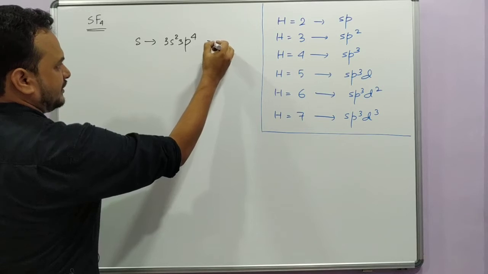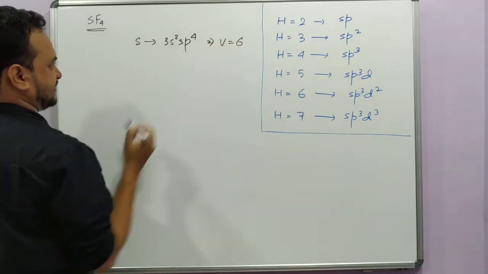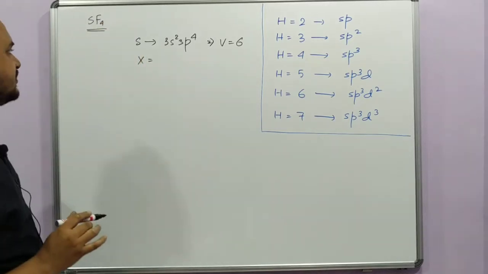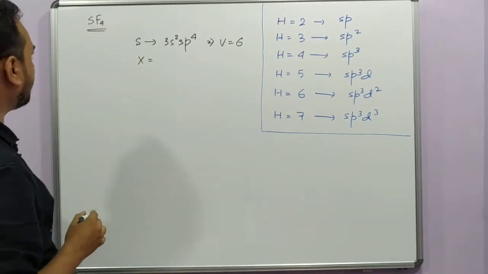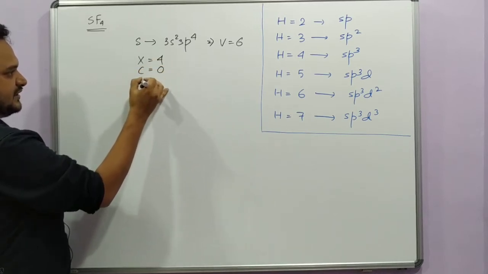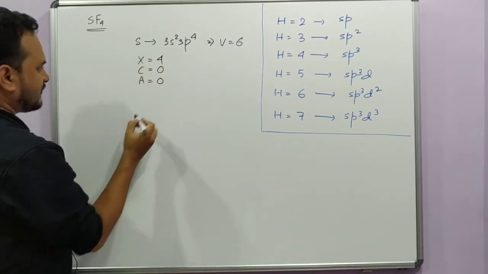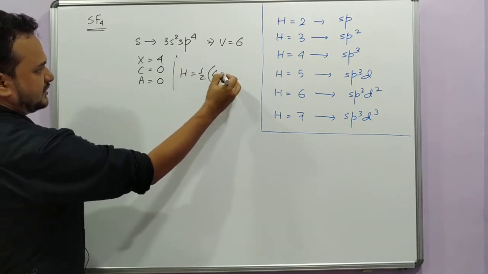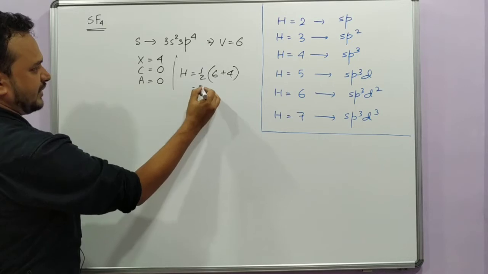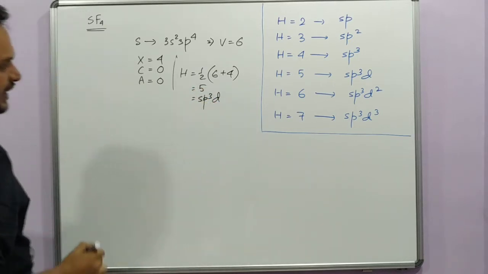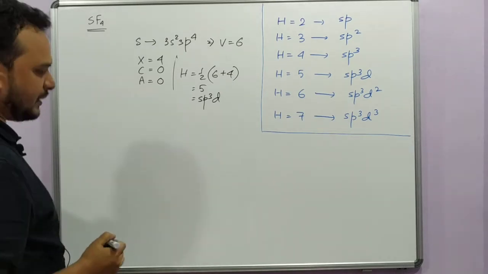So here V equals 6. And what will be the value of X? All these 4 fluorines are monovalent. So there are 4 monovalent terminal atoms, so X equals 4. Again C equals 0, A equals 0. Therefore H equals half into 6 plus 4, that is again 5. So sp3d. And we know that sp3d hybridization gives trigonal bipyramidal.